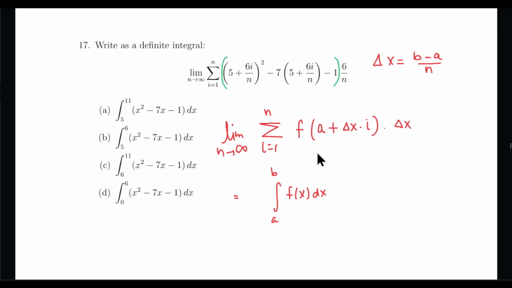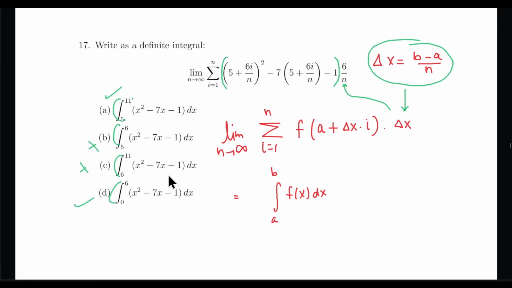So the best way to answer this question is to reverse engineer. We can see what b and a are. So b minus a over n should be the delta x, which should be sitting right outside, which is over here. In other words, b minus a should be 6. So what is 11 minus 5? 6. 6 minus 5, 1. 11 minus 6, 5. 6 minus 0, 6. So that only eliminates b and c.